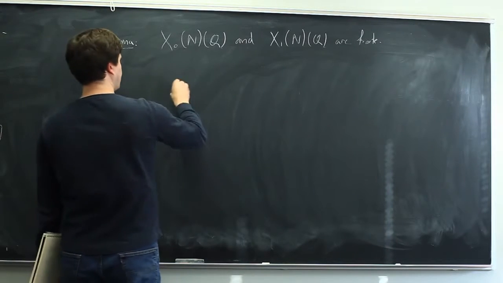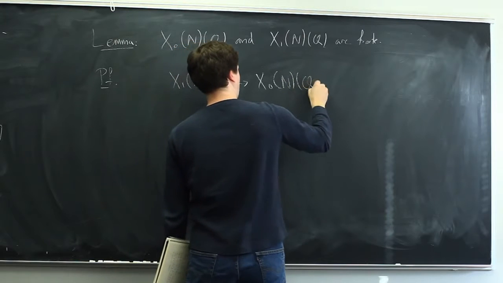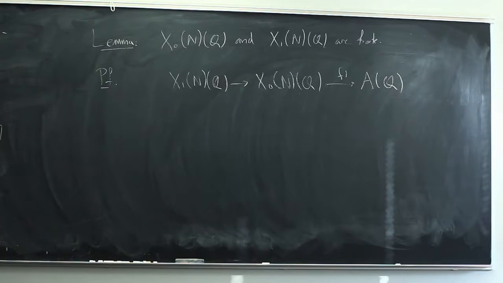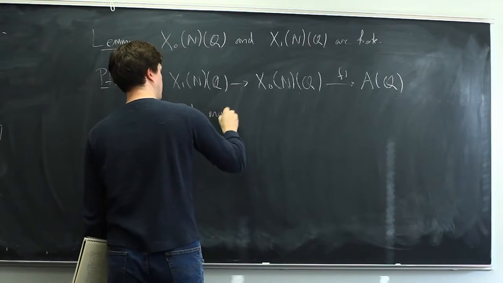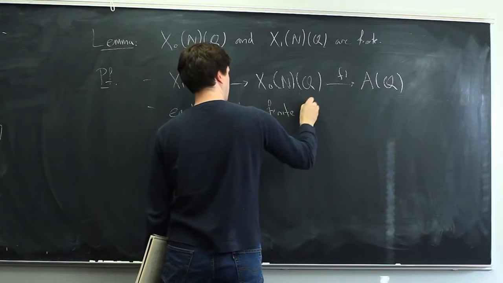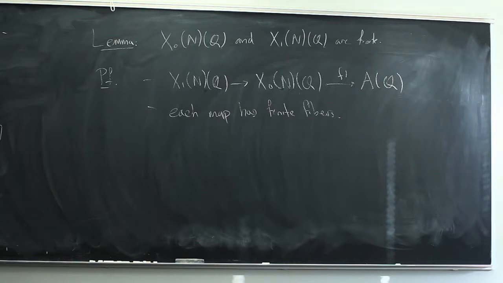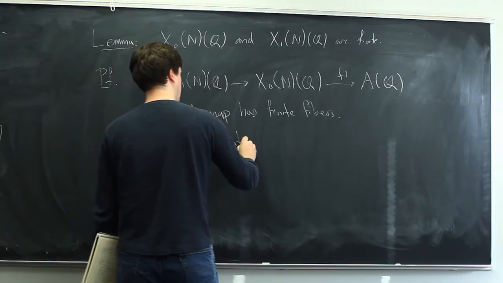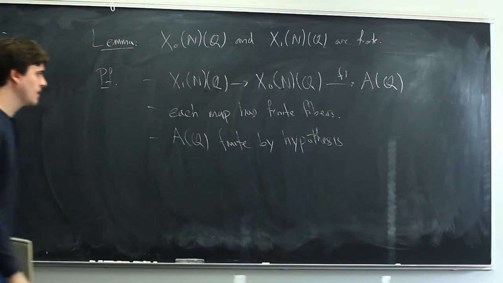So you have maps. X1(n) maps down to X0(n), and this maps by our f to A(Q). And each of these maps has finite fibers. That's just because X0 and X1 are curves, and each of the maps is non-constant. It's always true for non-constant maps from curves. And then by hypothesis, A(Q) is finite. So that does it.